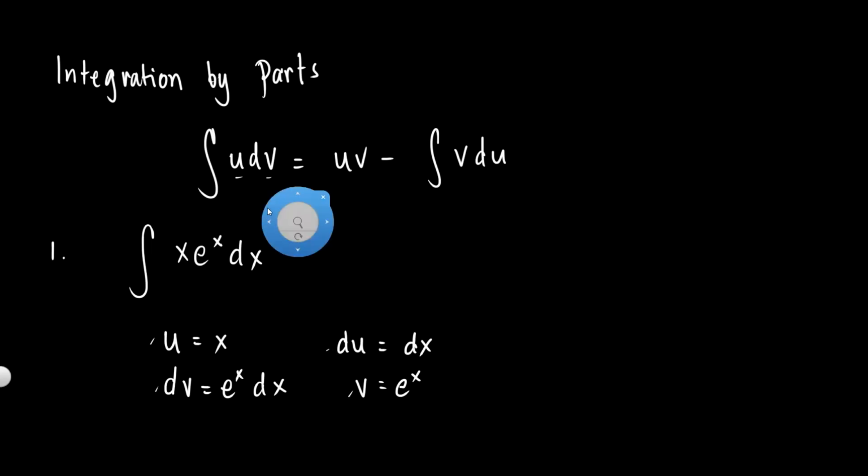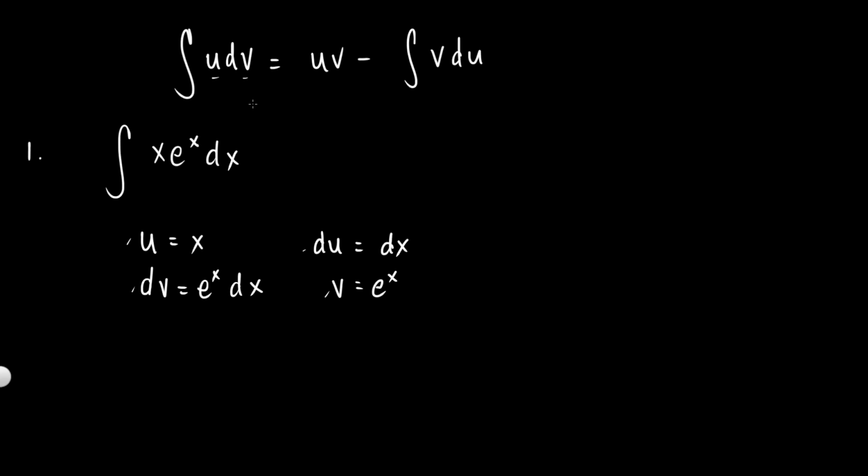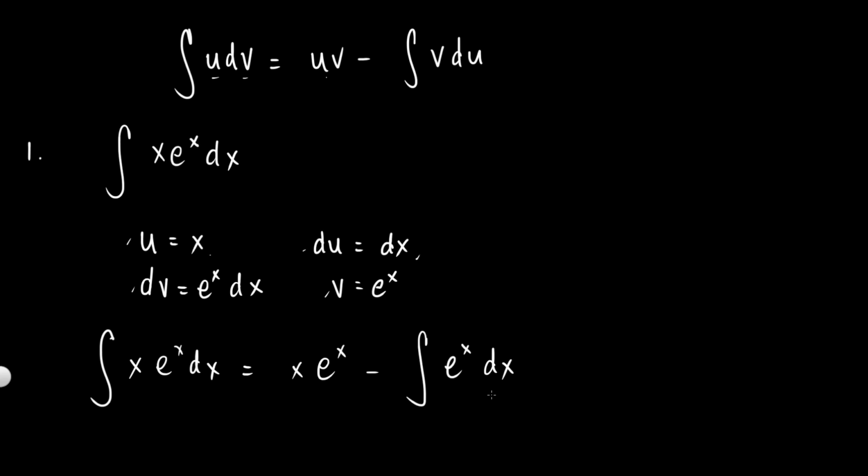So, ang gagawin lang natin is isa-substitute lang natin siya dyan sa ating formula. The integral of u, which is x, dv is e to the x dx, equals u, which is x, times v, which is e to the x, minus the integral of v, which is e to the x, du is dx.